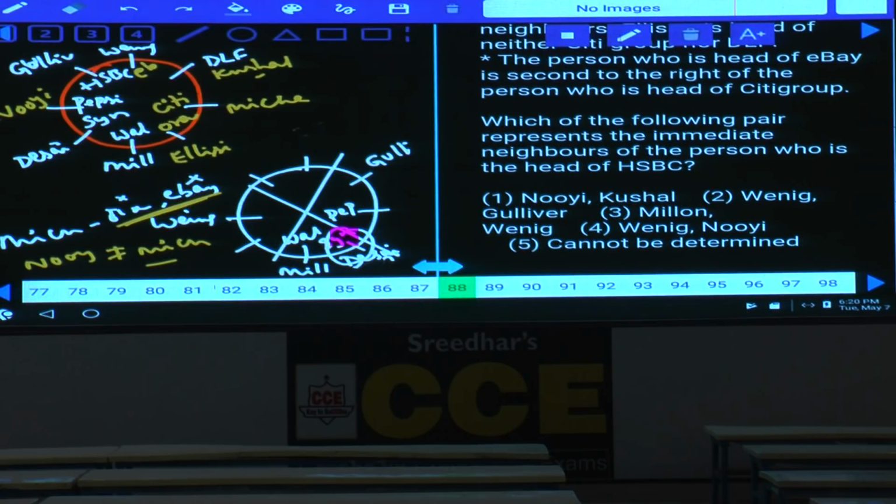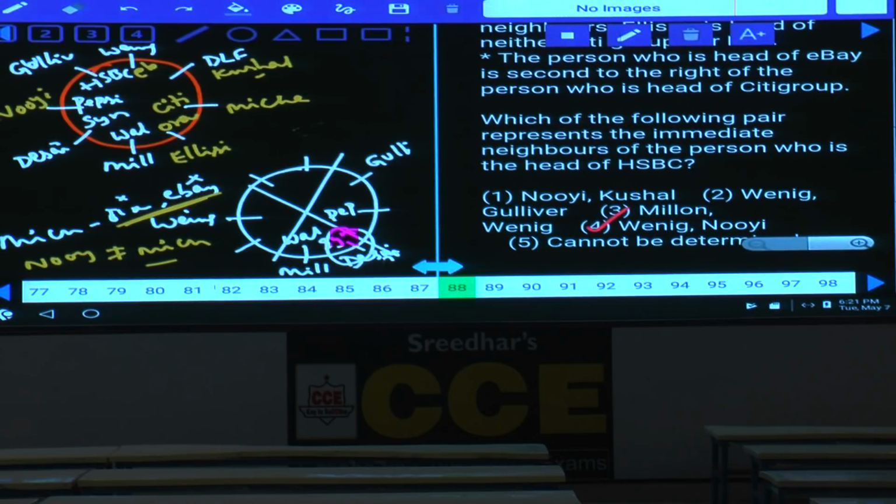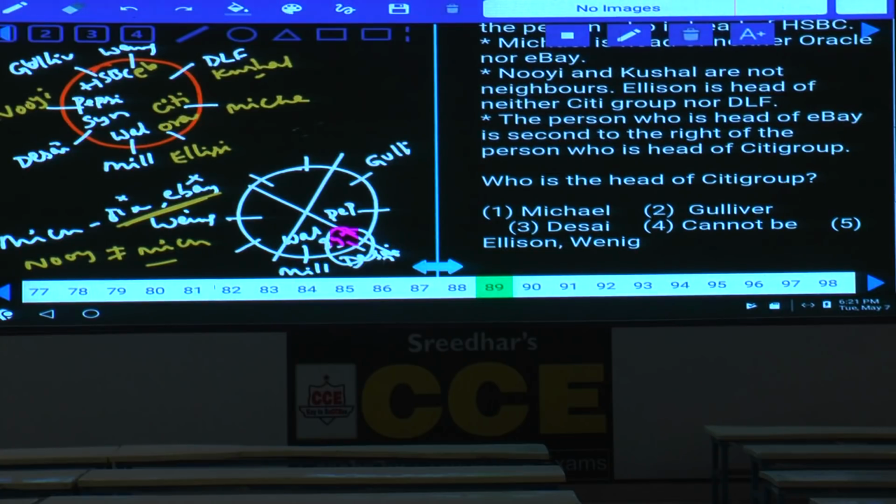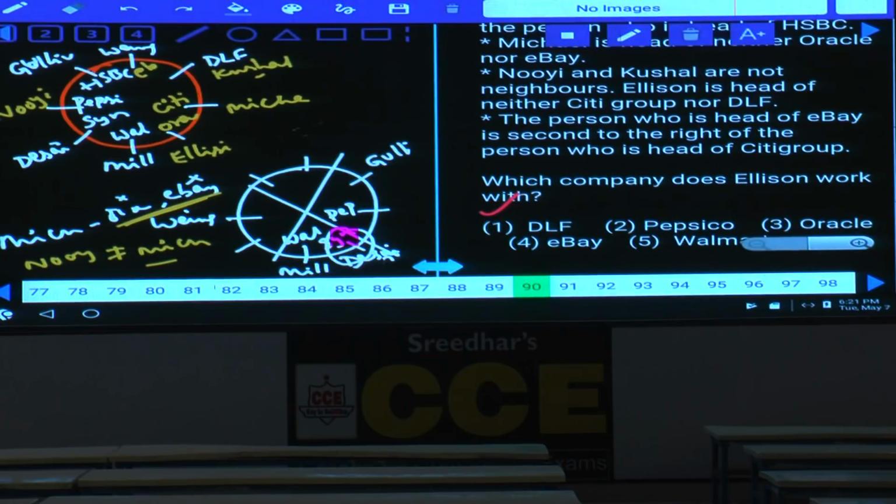Then 88, which of the following pair represent the immediate neighbors of the person who is the head of HSBC? Head of HSBC, then who are the person's immediate neighbors here? Nui and Wenning. Wenning and Nui, that is choice 4. Then finally question number 89. Now 89, who is the head of Citigroup? And Citigroup is Michael, choice 1. And finally 90. And which company does Ellison work with? Ellison works with Oracle, that is choice 3.